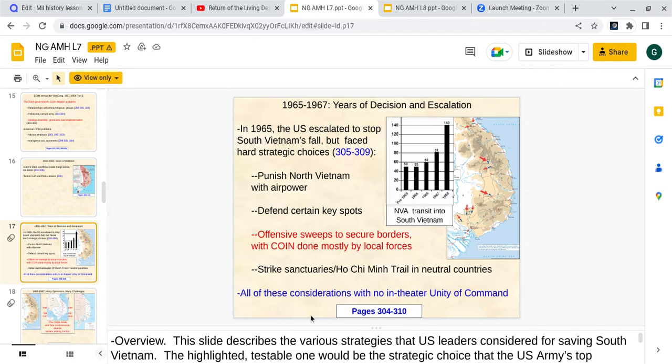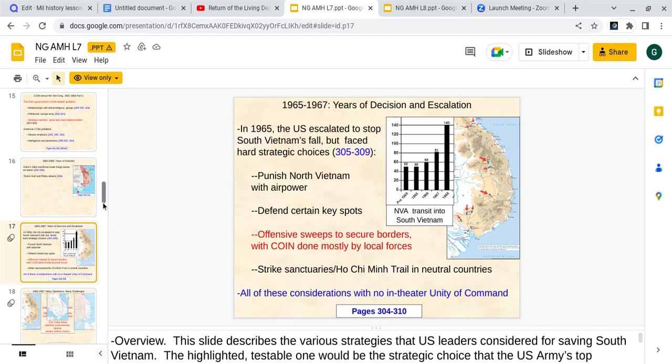So you can't really depend on the South Vietnamese to take care of counterinsurgency, so the U.S. forces had to deal with counterinsurgency mostly on their own, which kind of made them really spread out very thin because they had so much going on at once between dealing with counterinsurgency and also offensive sweeps to secure borders. So, what to know here, the offensive sweeps used to secure borders, that's done by like the regular army.